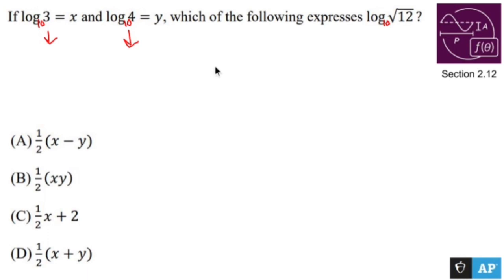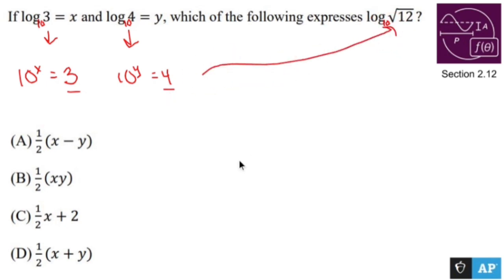Will that really help me? I don't know, probably not. But what I can do is rewrite this out as 10 to the x equals 3. And I can write this out as 10 to the y equals 4. Now, why am I doing that? Because it isolates 3 and it isolates 4 and now gives me 3 and 4 on their own. So now I can plug it into here and see what happens.